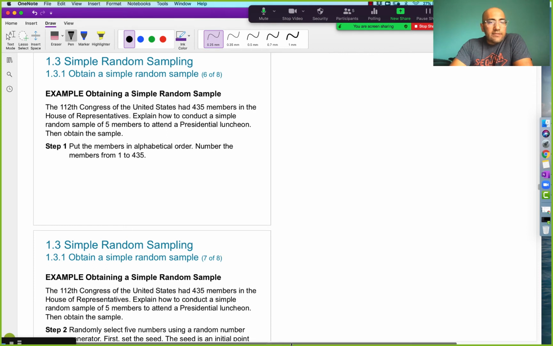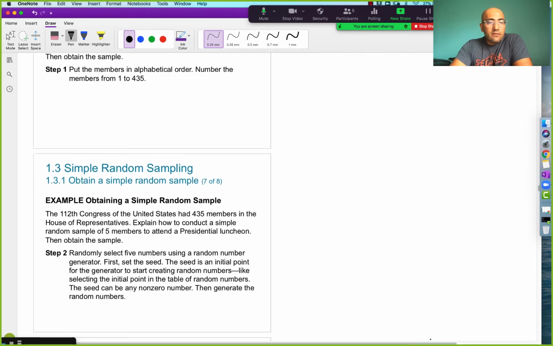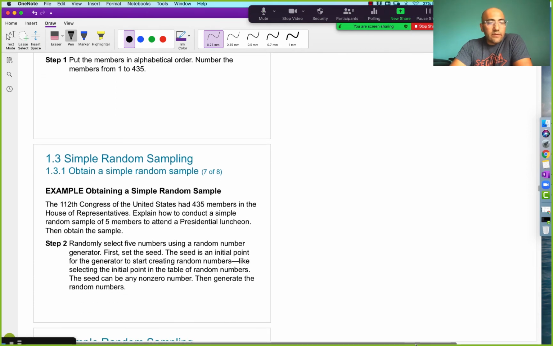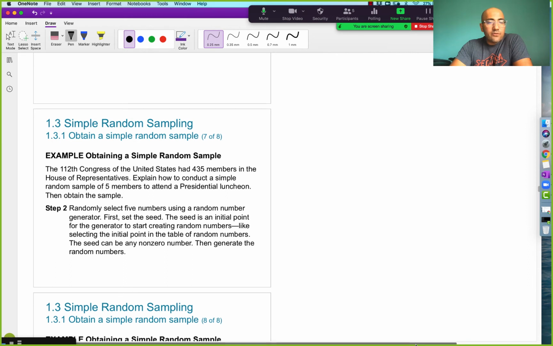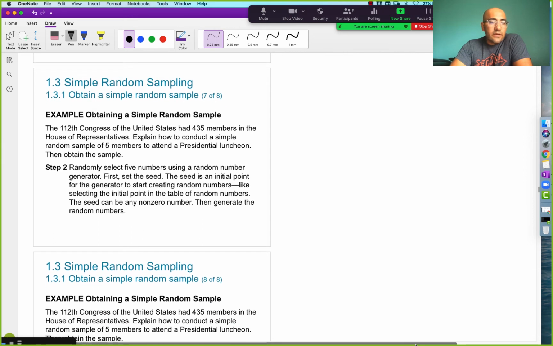An example of a simple random sample: the 112th Congress of the United States had 435 members in the House of Representatives. Explain how to conduct a simple random sample of 5 members to attend a presidential luncheon, then obtain the sample. Okay, so put the members in alphabetical order, numbered from 1 to 435, and then randomly select 5 numbers using a random number generator. So exactly what we've explained.